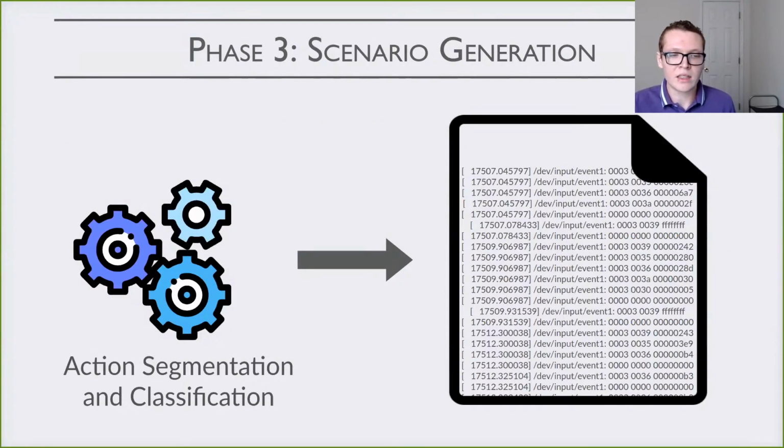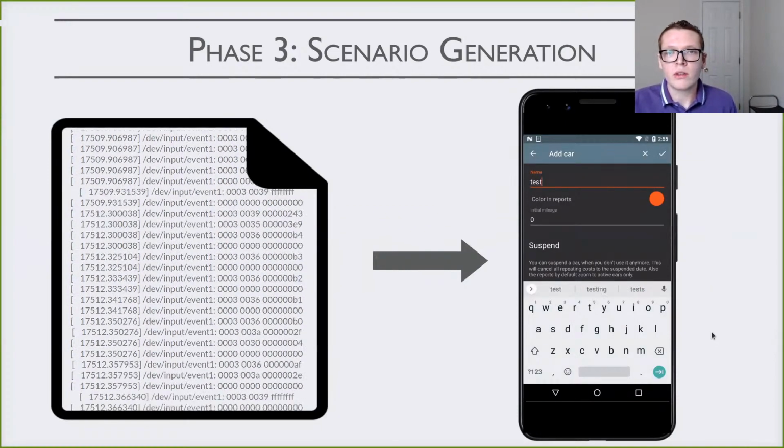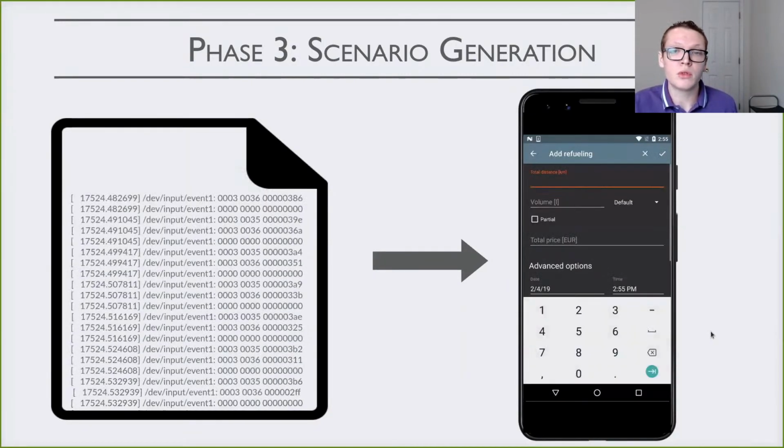Phase 3 then takes this action segmentation and classification and converts it into the low-level commands that your device needs in order to replay the events on a physical or emulated device. These are then offloaded onto the device and rerun using a previous research tool called RERAN.